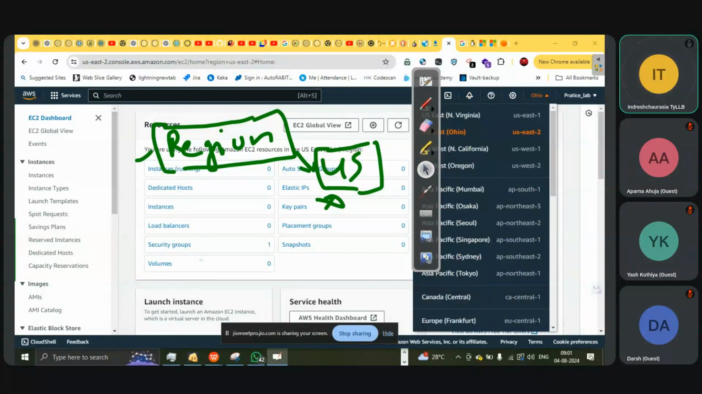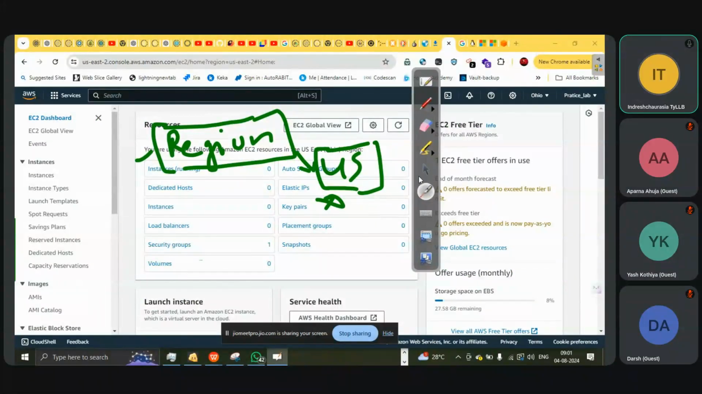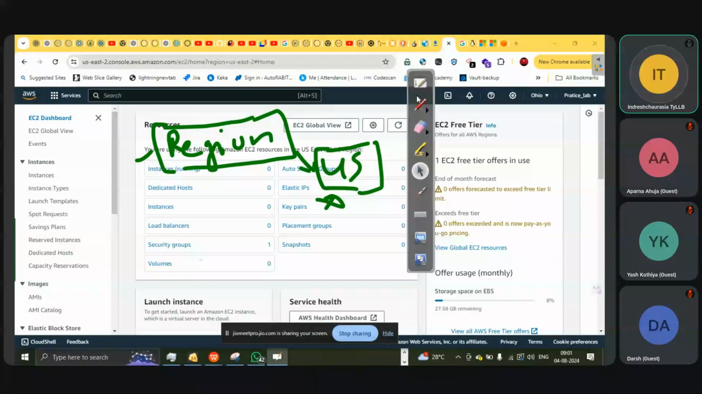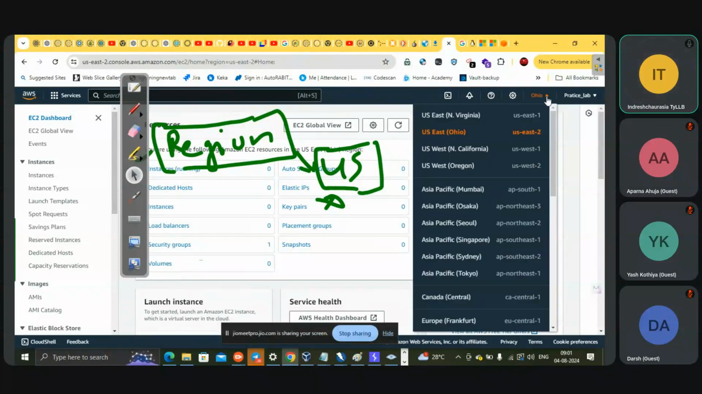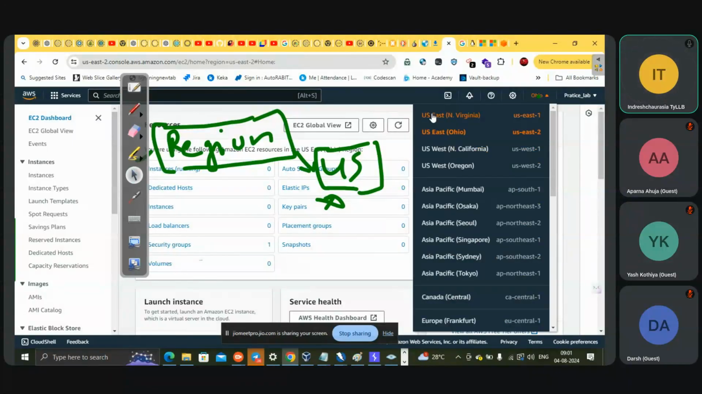So what I'm doing, I'm coming here and selecting that. I'm doing nothing but selecting US, like this way. It's a simple way. If India is saying the data should not go out of India, then which region am I going to select? India, sir. Yeah, Mumbai.